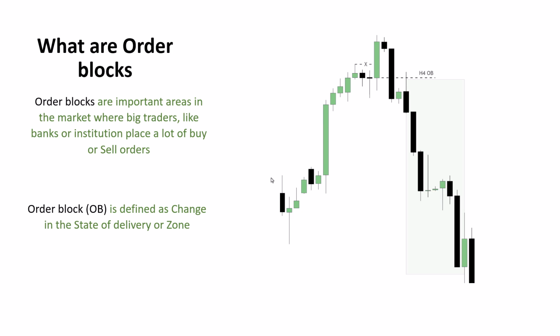What are order blocks? Order blocks are important areas in the market where big traders like banks or institutions place a lot of buy or sell orders. Now, some traders define an order block as a change in the state of delivery, while others call it a zone, which is a demand or supply zone. So this candle here is the order block. The reason is price went back to it, had a retest of it, and then pushed downward.